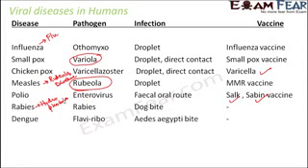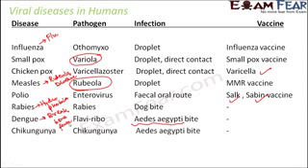Dengue fever is caused by the pathogen flavivirus, and the infection spreads by the bite of the mosquito Aedes aegypti. So when this mosquito bites a person, then the infection spreads from one person to another. Dengue is also known as break-bone fever. Chikungunya is another disease which spreads through mosquitoes. In fact, the same mosquito, Aedes aegypti, the same mosquito's bite can cause either dengue or chikungunya. Here the pathogen is chikungunya virus.